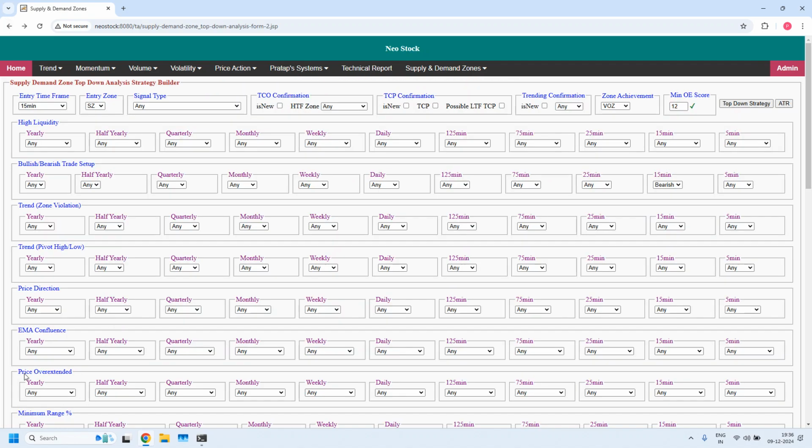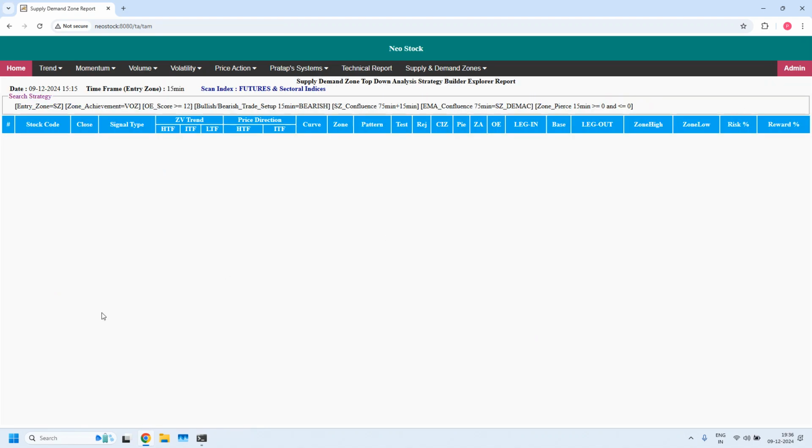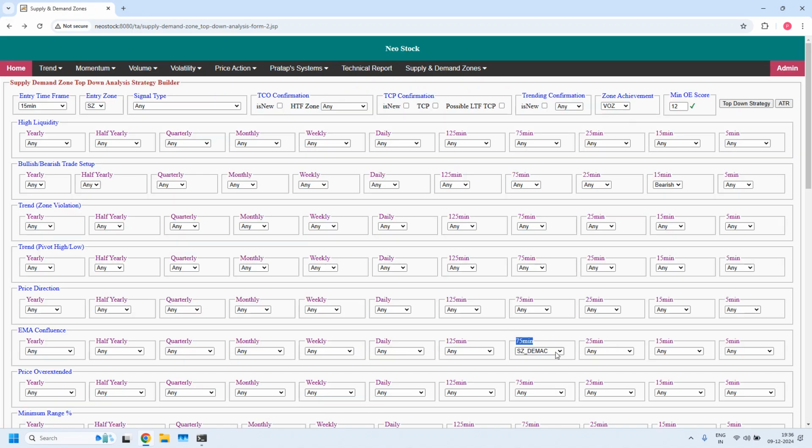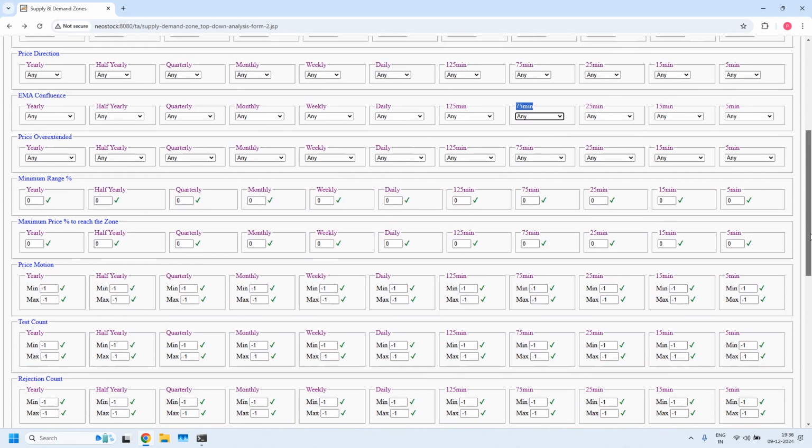Let's verify. In the EMA Confluence, 75 minutes time frame, the 75 minutes supply zone with daily EMA Confluence filter is enabled. With this filter, we did not get any stocks. So none of those zones are having EMA Confluence. Okay, now let us look for LTF, ITF, HTF supply zone confluence. We got LTF, ITF 2 stocks. Out of those 2, how many are having HTF confluence?